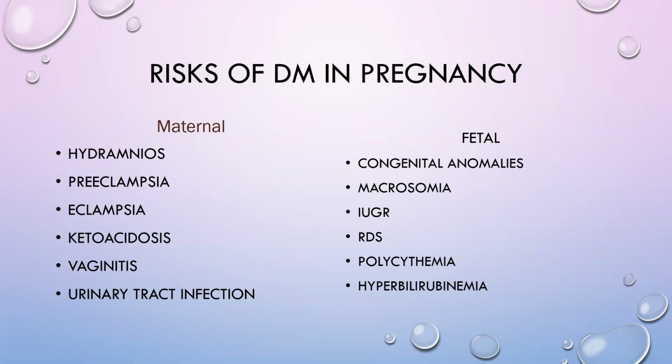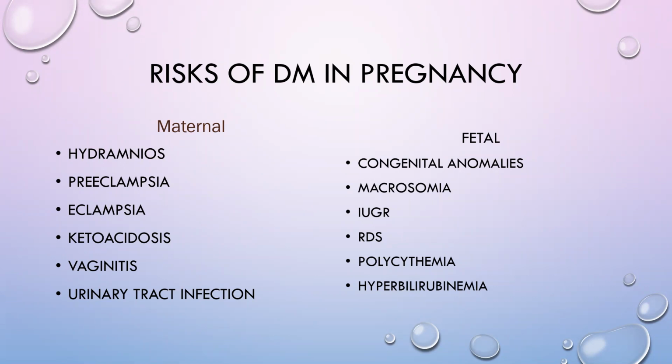Risk for diabetes mellitus in pregnancy: maternal and fetal. Maternal includes hydramnios. Hydramnios, or an increase in the volume of amniotic fluid, occurs in about 10 to 20% of pregnant women with diabetes. It's thought to be a result of excessive fetal urination because of fetal hyperglycemia. Premature rupture of membranes and onset of labor may occasionally be a problem with hydramnios.